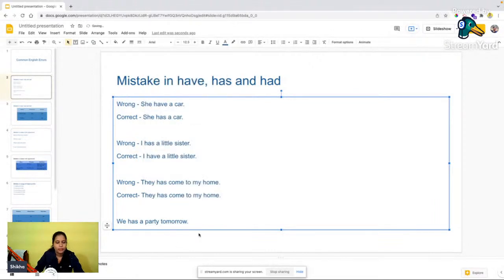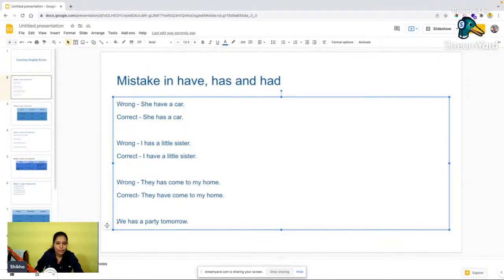Yeah. "They has come to my home." So we have to make it correct. We will write it: "They have come to my home." Yes. Next sentence, I know you will make it clear.